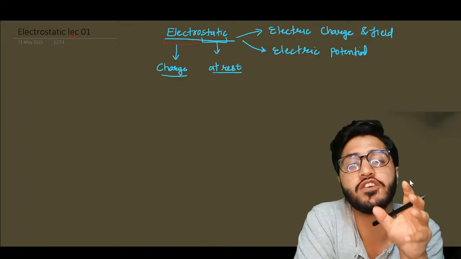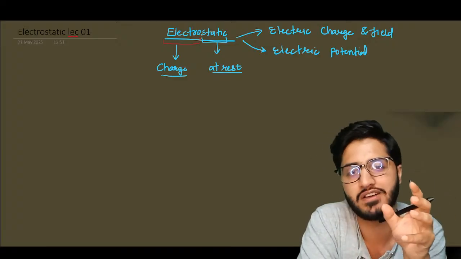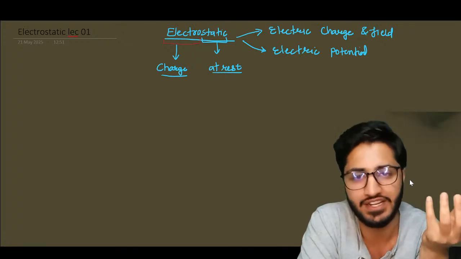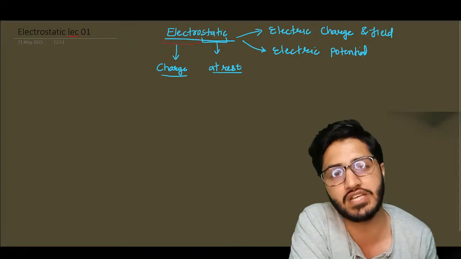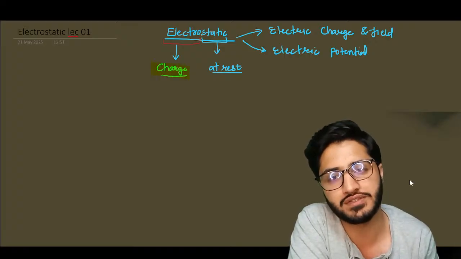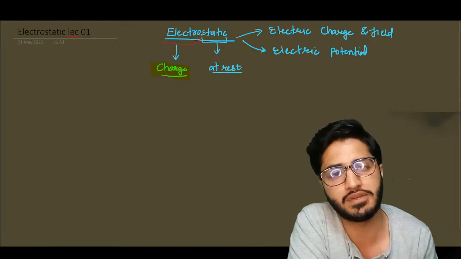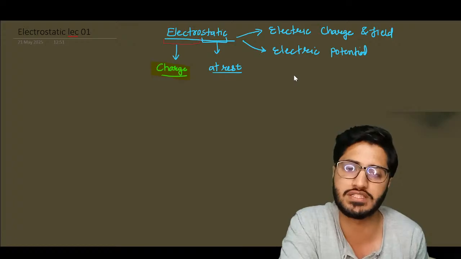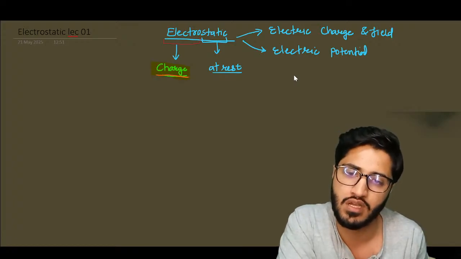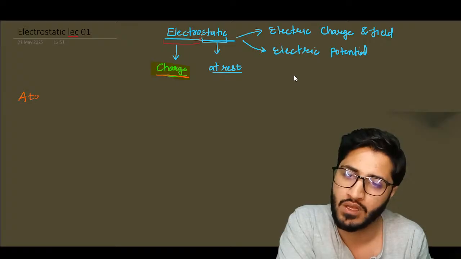We know what rest is from 11th standard kinematics. But here we have a new term, that is charge. What basically is charge? To understand the term charge better, let us take the example of an atom.